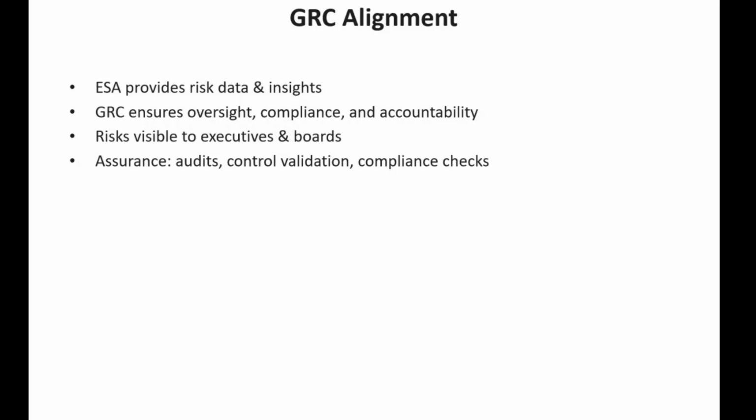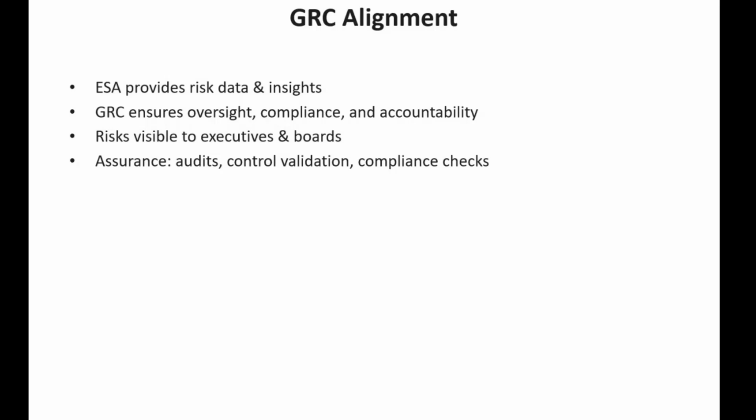Now remember, the GRC risk team has a broader mandate. It ensures that security risks across the organization are managed consistently in alignment with governance policies, regulatory obligations, and the company's declared risk appetite. This means ESA provides the raw material, data insights, and structured assessments, while the GRC function ensures these assessments translate into company-wide risk oversight, accountability, and assurance.